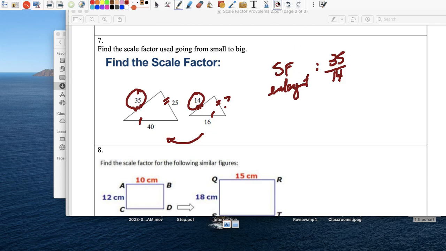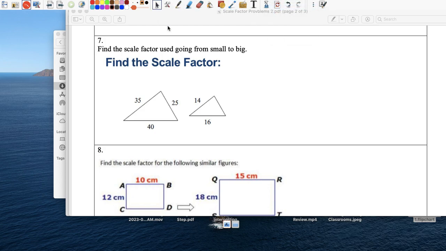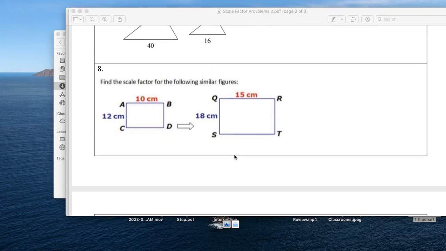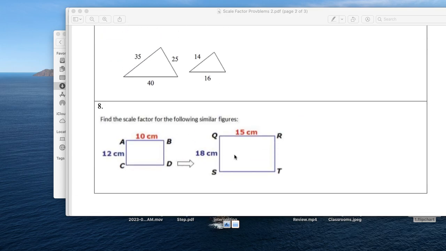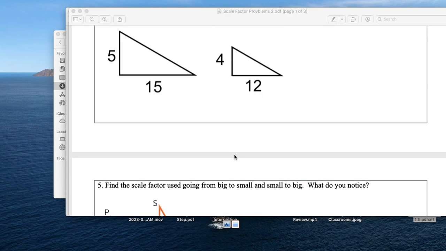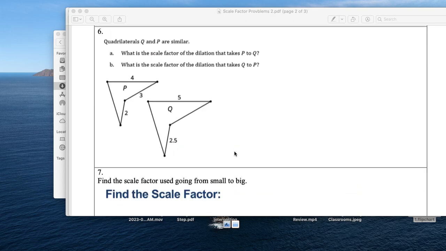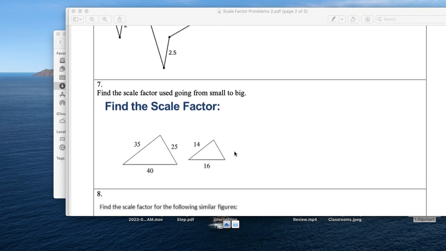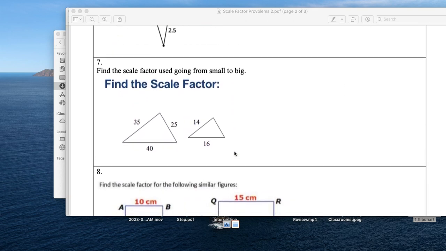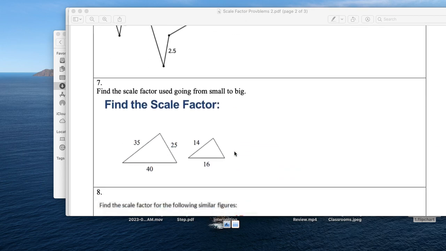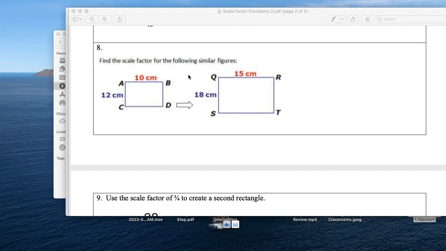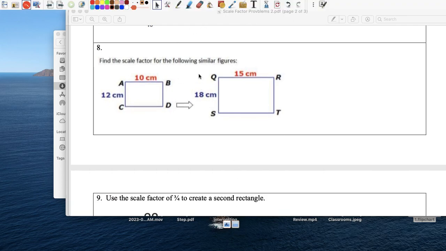Very good. The next question, question 8. Find the scale factor. Okay. Is that the first page on? Page 1. I haven't made the right page. What did I just do? That one? Oh, yeah, this one. We're going that direction.